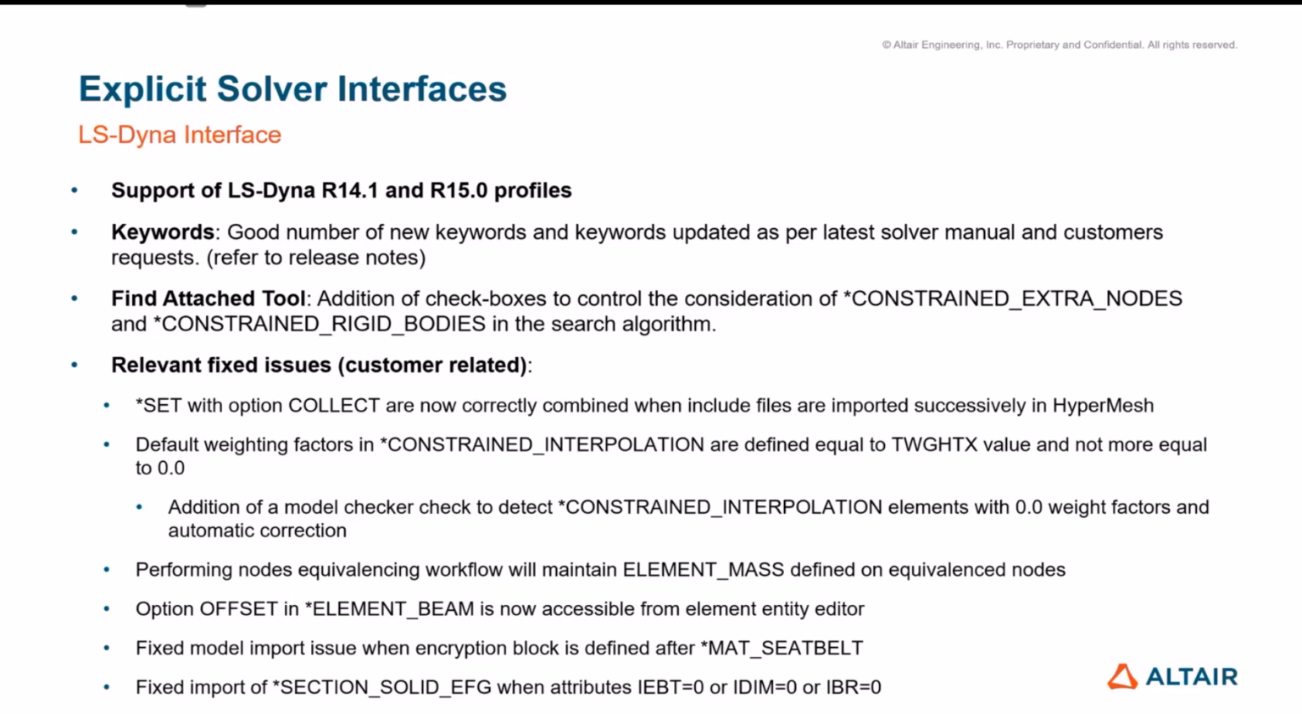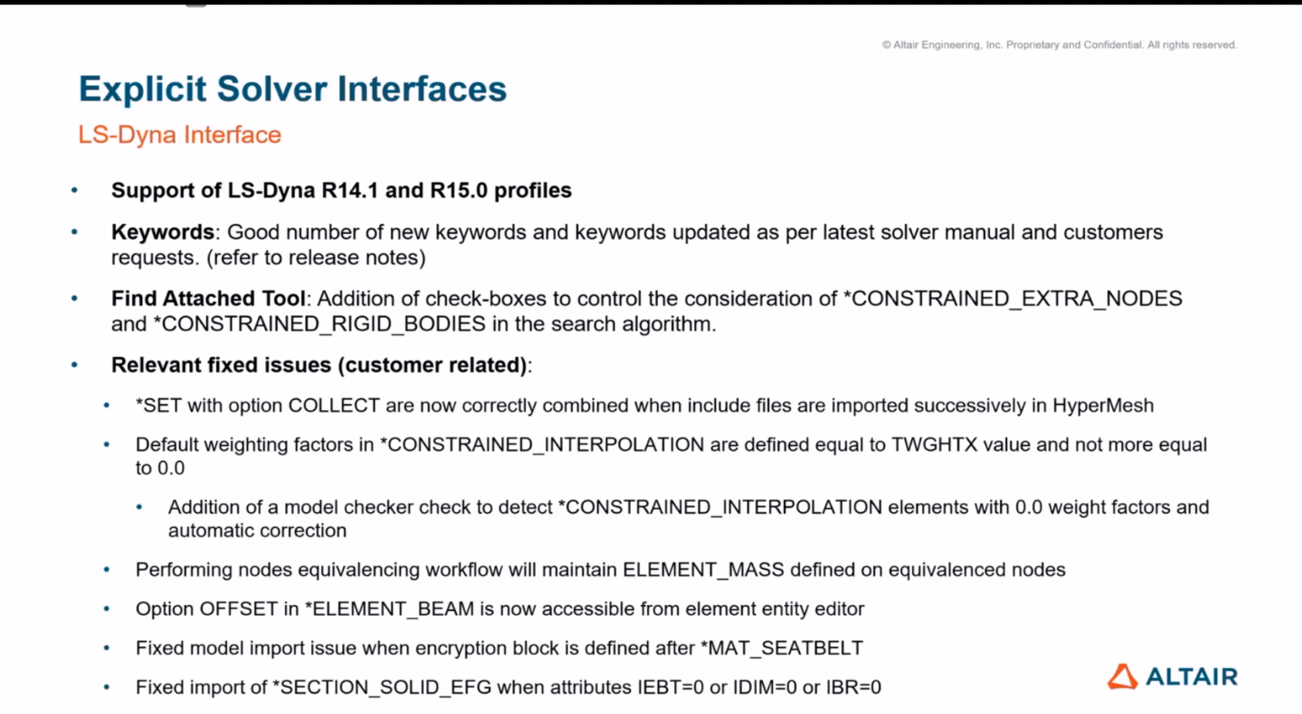The correction about the constraint interpolation elements when we create this element was also an important one, because the way we were defining the default weighting factors using a 0 value is actually wrong. The behavior of the solver in that case is not the expected one. The expected one is when you have default values equal to the first weighting factor. So this has been changed.